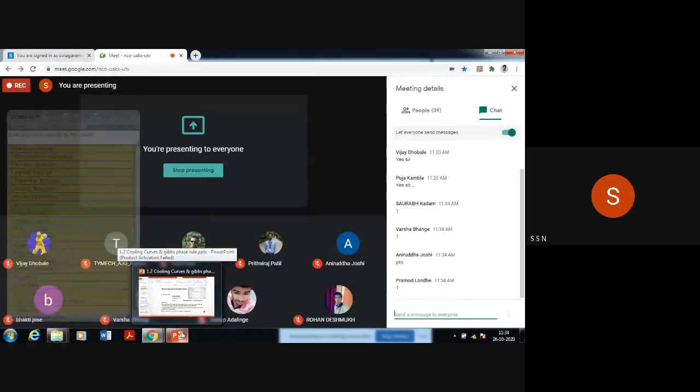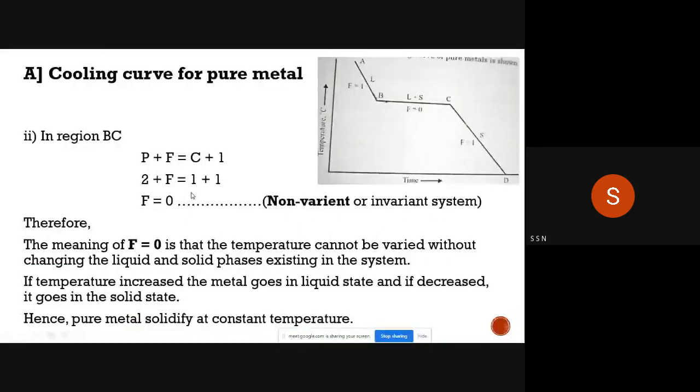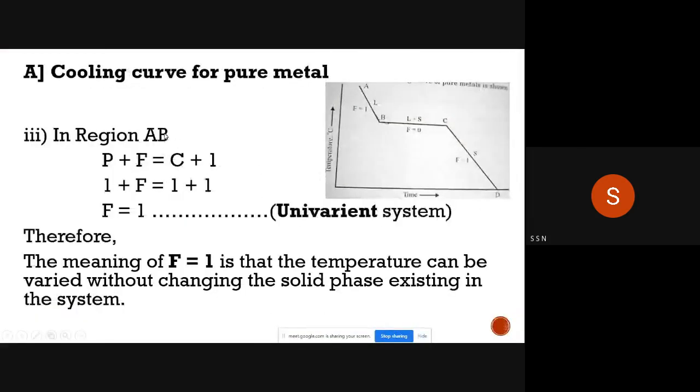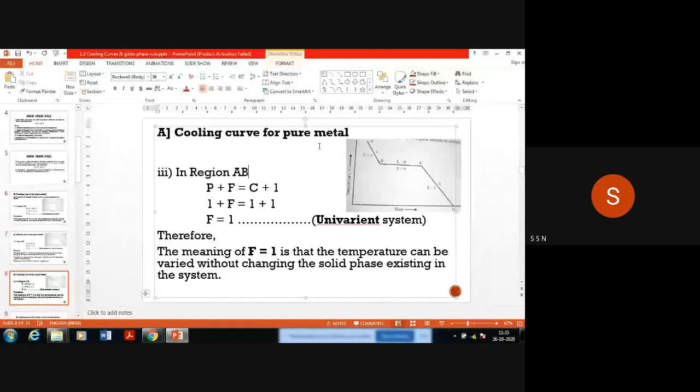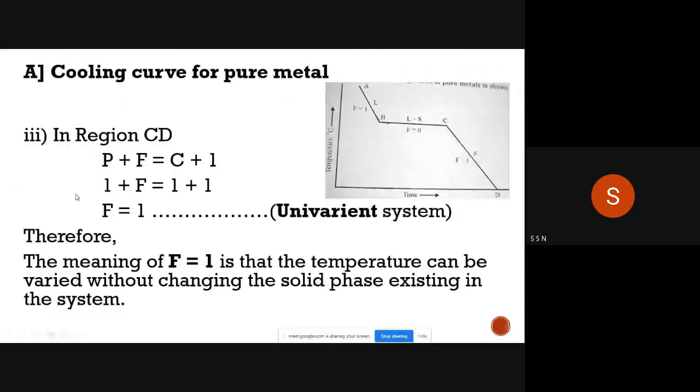How many phases will be there? One phase, correct? One phase will be there for the region. Sorry, here I have written A to B by mistake. The region is C to D. Again, it is a univariant system because the degrees of freedom you have got are equal to 1. That means temperature can be varied without changing the solid phase existing in the system.